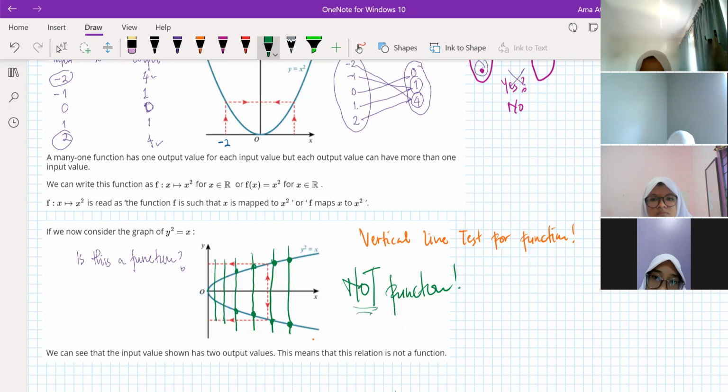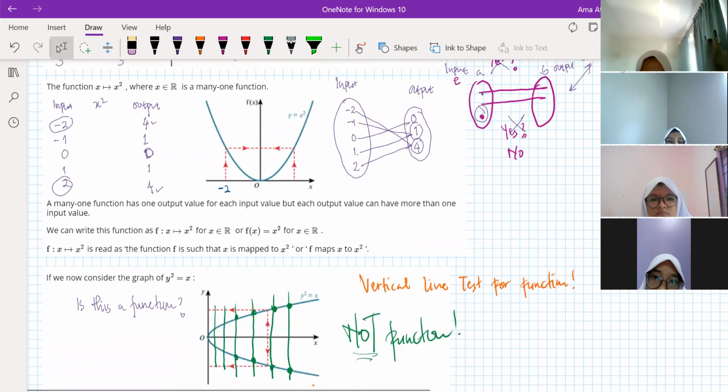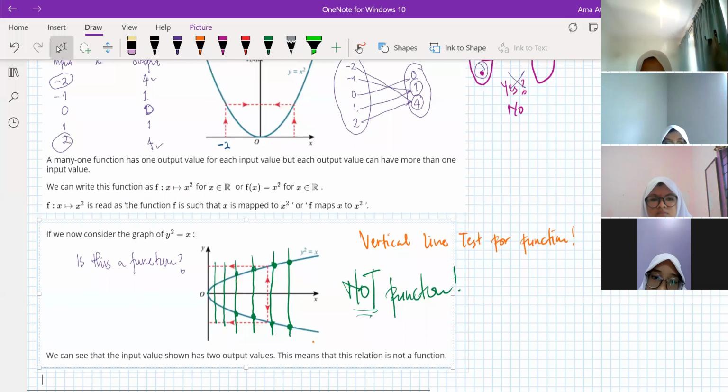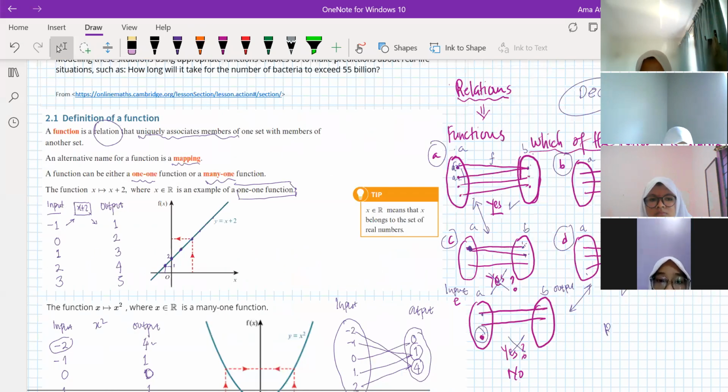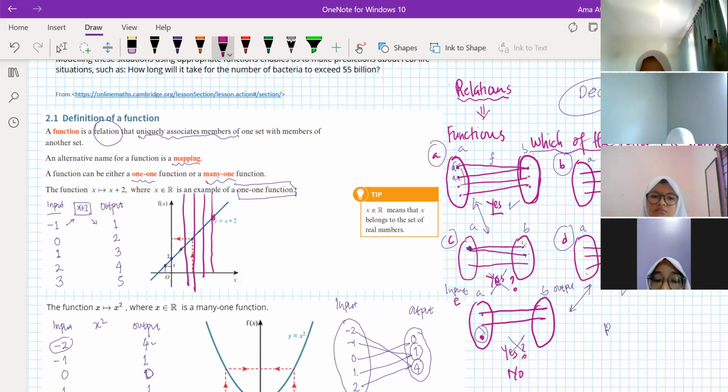A function is when the vertical lines cut the graph at 1 point. For example, let me show you this one. This is a one-to-one function. So it is 1 point, 1 point, 1 point. Every vertical line will cut the graph at 1 point, because the graph is a line. So it is a function.